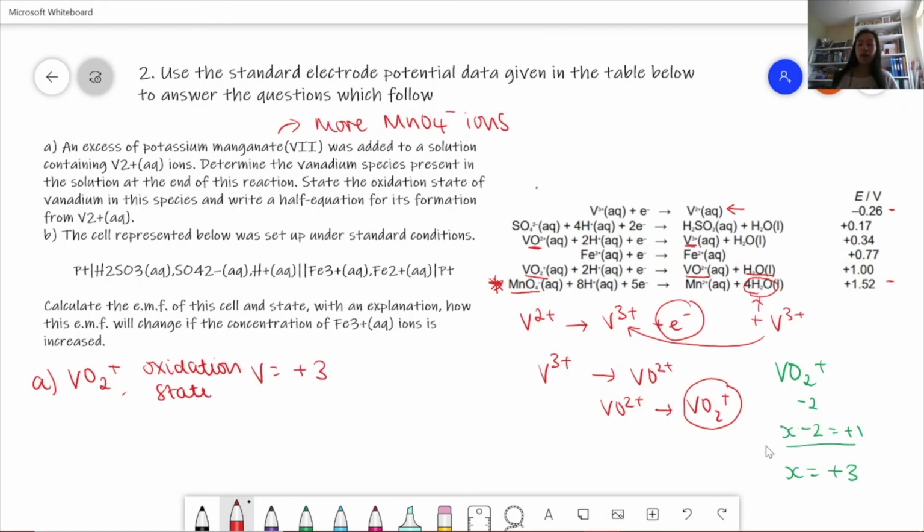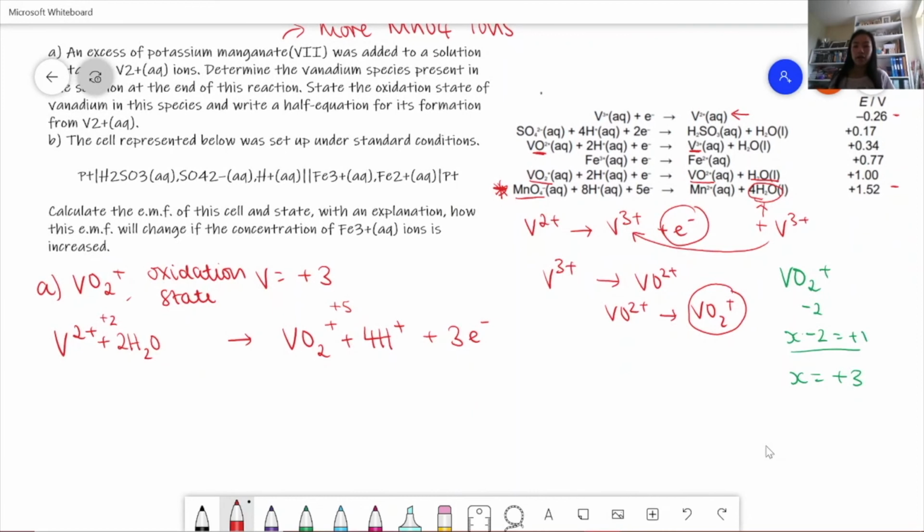And now write a half equation for its formation from V2+. So again, if you can't remember how to write half equations, quickly go back to the redox videos and then come back. So we have V2+, and that's going to form VO2+. And so I'm just going to do this quickly. So we balance the vanadiums, that's already done, then balance the oxygens. So we've got 2 waters, and then we have 4 H+, and then this charge is +5, and this charge is +2. So that means we need 3 electrons on this side. And now it should be balanced.